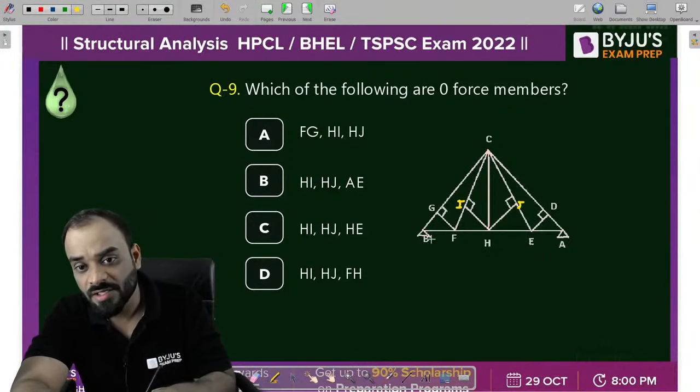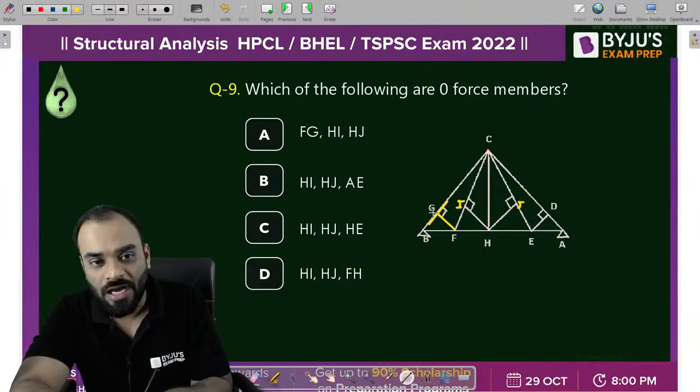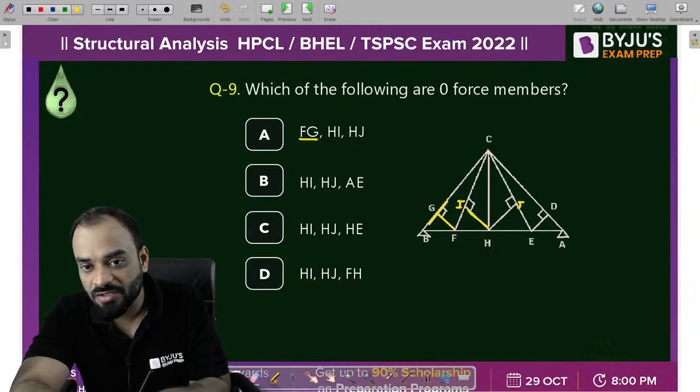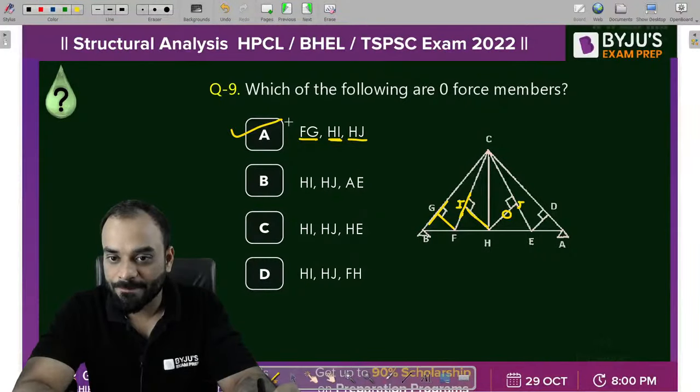A. Very nice. You can see here, guys, this is the member which is perpendicular to these two members. That means this is a non-collinear member. And at this particular joint, there is no external load, no external support reaction, right? That's why FG will have zero force. Similarly, HI: again, two members are collinear and this one is non-collinear, so it will have zero force. Similarly, HJ will have zero force, right? So only three members have zero force here. According to the options, the answer is A, right?